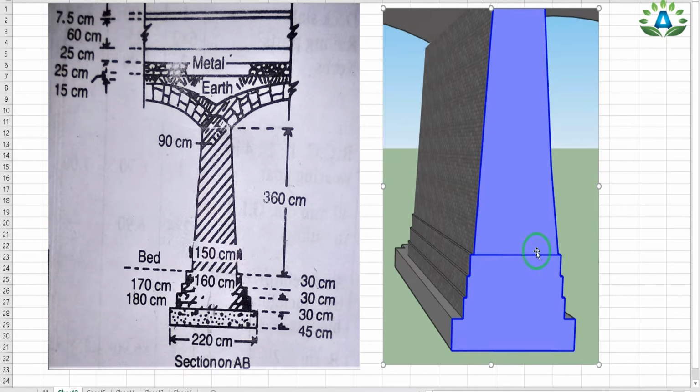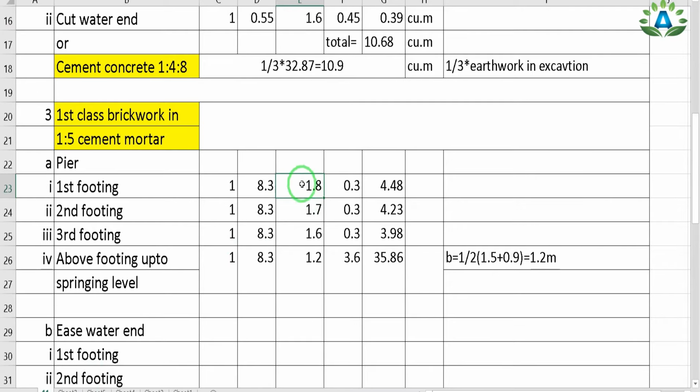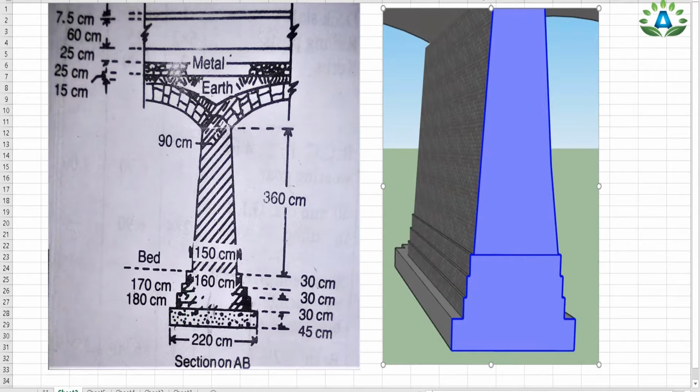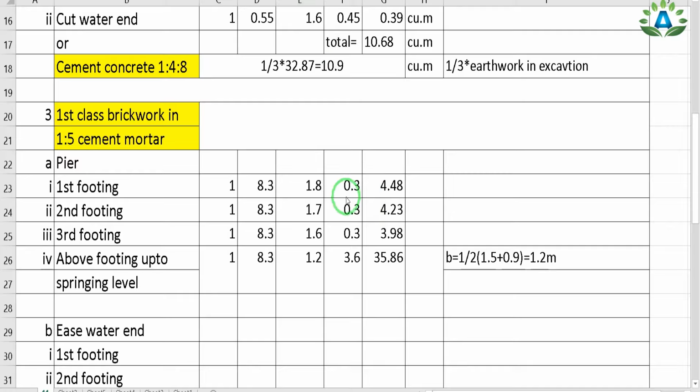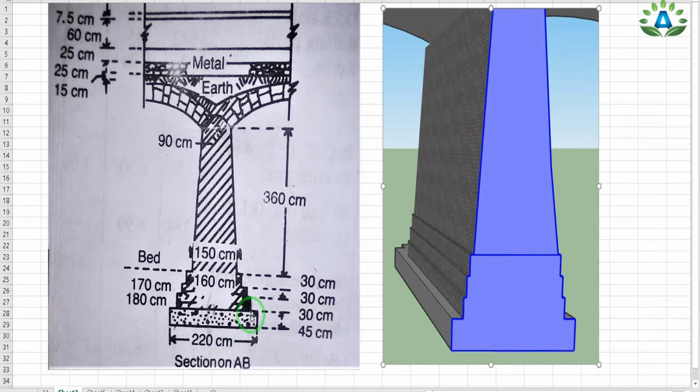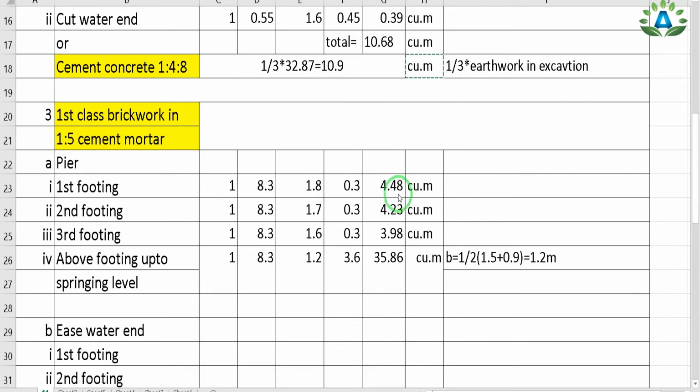So this is a tapering portion, so we can write the width is 1.8 meter, that is this portion to this portion. And to calculate the height of this first footing, we have this first footing up to the height of 30 centimeter, so we can write the height is 0.3 meter. So we get the total quantity 4.48 cubic meter.